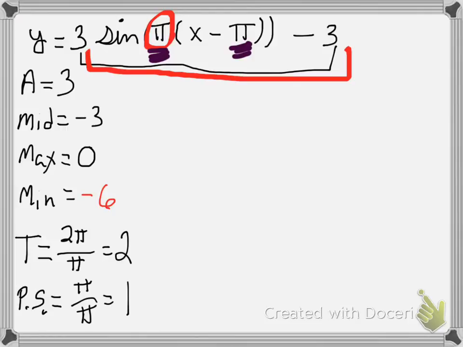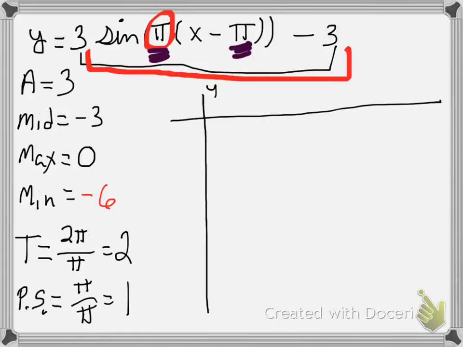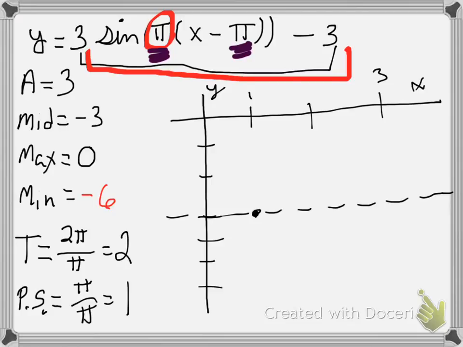Now to sketch the graph of this bad boy. Okay. Here's a y, there's an x. Now my midline is negative 3. 1, 2, 3. Okay. 2, 3. Now, we shifted over 1 unit, so we're going to start here. 2, 3. And we know that we're going to end up there. We know that in the middle we're going to be on the midline because this is a sine function.